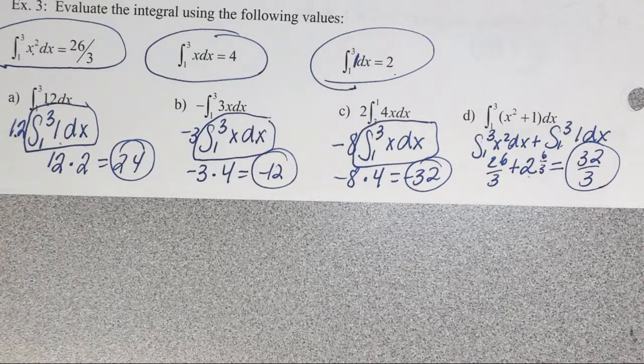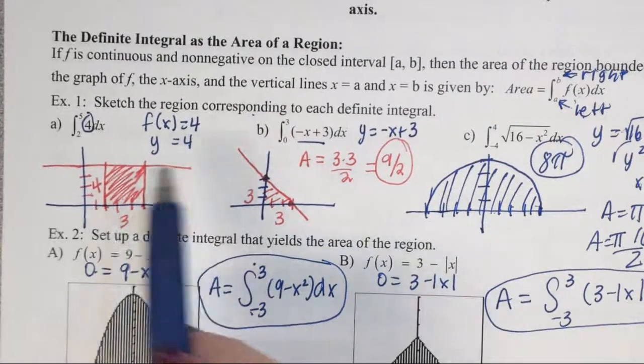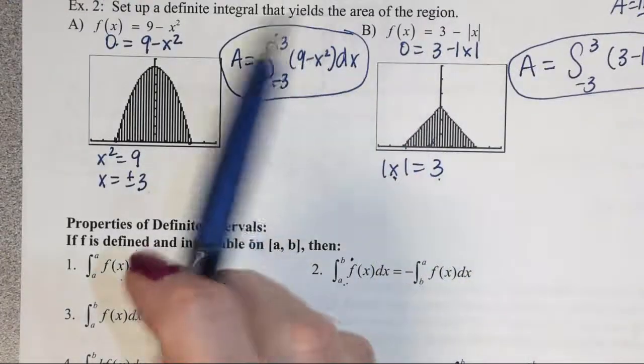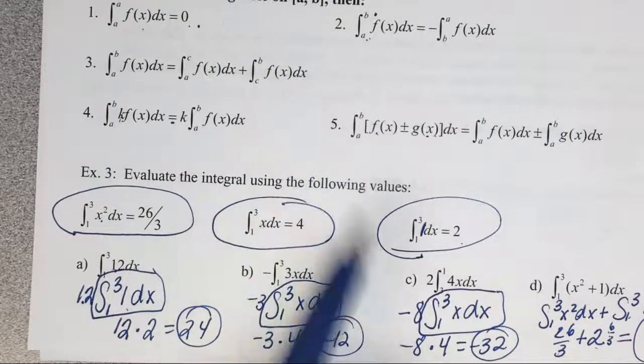Okay, any questions? All right, so once again, you're going to have to be able to go both ways. You're going to have to be able to go from the integral to the picture, from the picture to the integral, and then you're going to have to be able to use the properties.